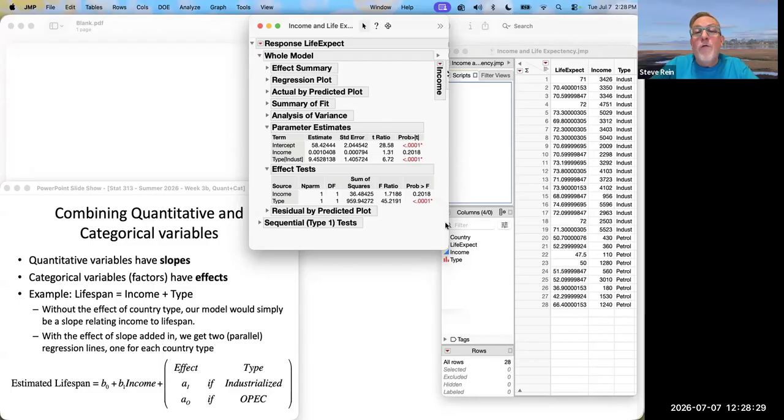Let me tell you another little fun secret. If you have 1 degree of freedom effects tests, the corresponding slope test gives you a t ratio. If we take this t-value and square it, you get the F ratio. If you take the t-value here for income and square it, you get the F ratio. There's a direct relationship, a squaring relationship, to get to an F ratio from a t-value for a 1 degree of freedom test. So we're saying at the end of the day, yes, income seems to maybe not matter if we already have country type, but country type definitely does matter.